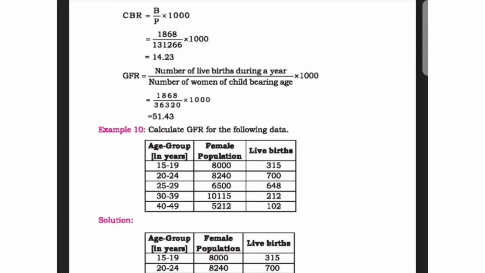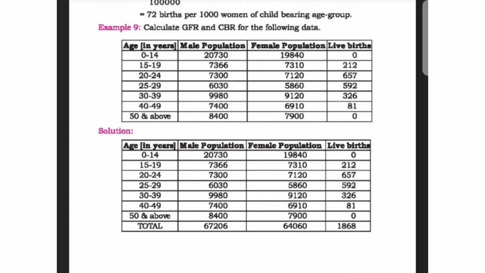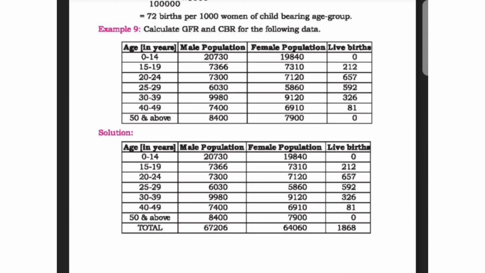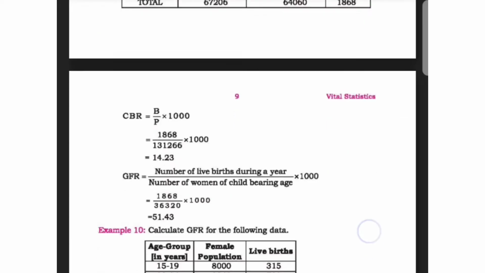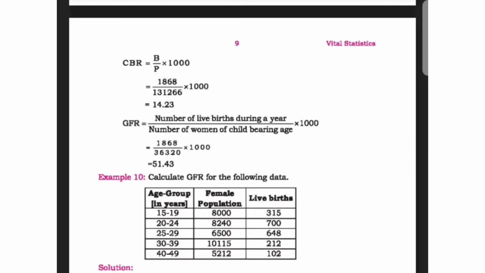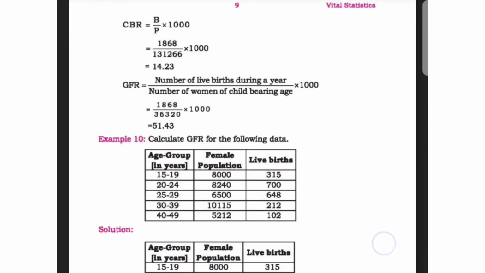Then GFR, general fertility rate. How to calculate general fertility rate? The number of live births, the same number of births you already calculated, that total, divided by the number of women of childbearing age, into 1000.